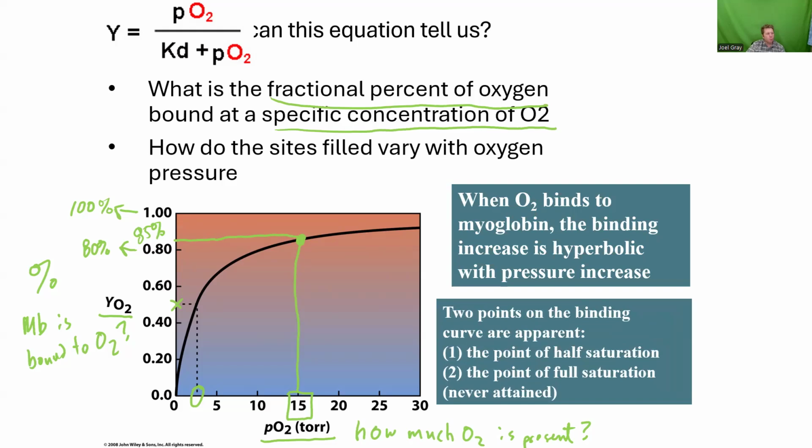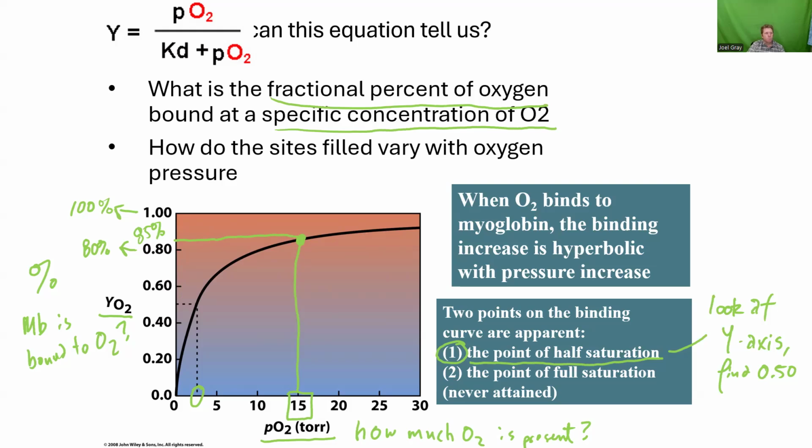There are two really important points on this binding curve. The first point, and the one that I want you to be familiar with, is the point of half saturation. Look at the y-axis, find 0.50. When you look at that y-axis and find that 0.50, then you can say, okay, my x-axis value that coordinates to that is 2.5 torr.